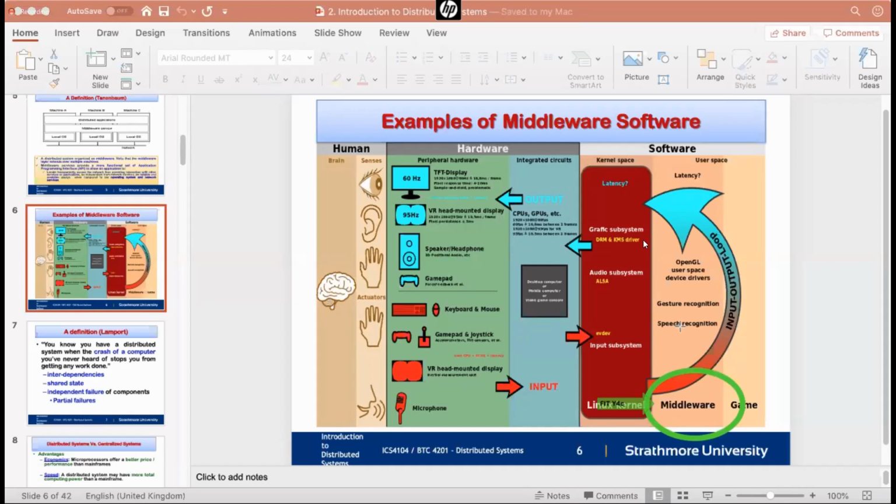So the middleware allows you to have input and output regardless of which device you are using: speech recognition, gestures, user drivers, and whatever. Of course, there is latency, the time it takes, and then you can get your feedback on this side, on your speakers, on your monitors, on your keyboard. So middleware supports that. Basically, middleware is responsible for ensuring that as long as you have that middleware software, you can access any application or any service that is being provided.